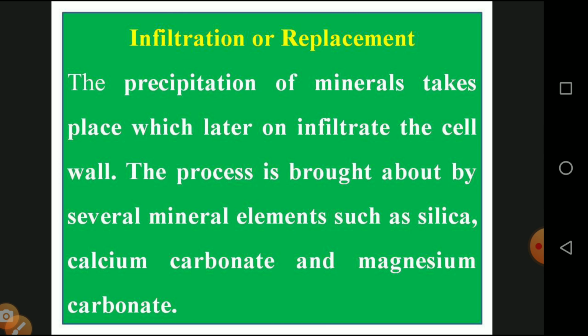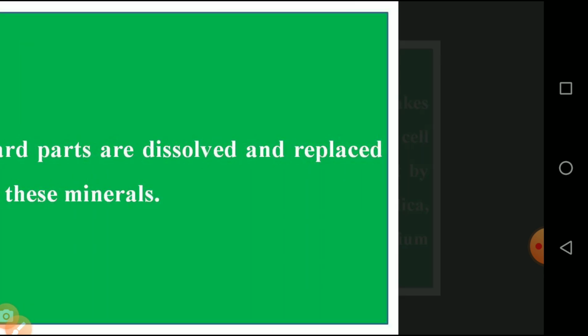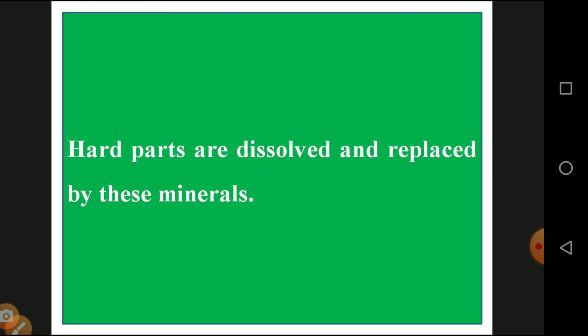From that itself we are getting a point. The precipitation of the mineral takes place, which later infiltrates the cell wall. The process is brought about by several mineral elements like silica, calcium carbonate and magnesium carbonate. So the hard part is dissolved and replaced by these minerals.